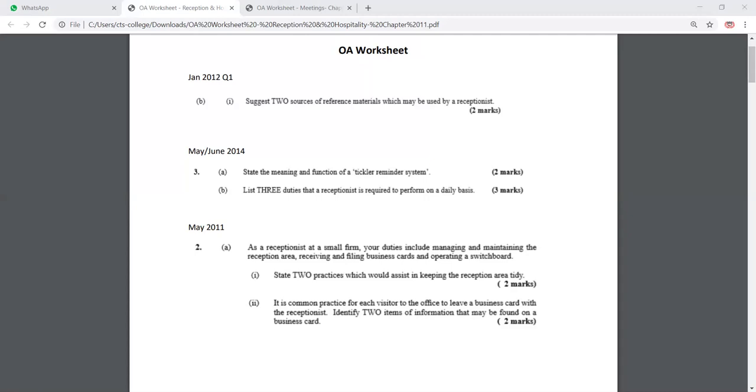What are the duties of the receptionist? Receiving letters and parcels and maintaining the reception. Not two, sorry. So one, maintaining the reception register. Two, receiving letters and parcels. Very good. So that's two. What else?